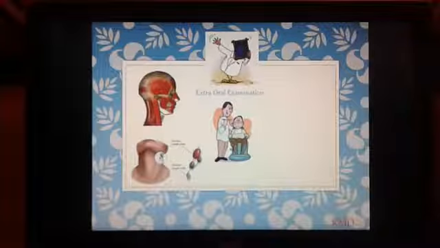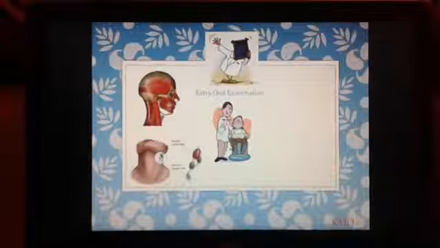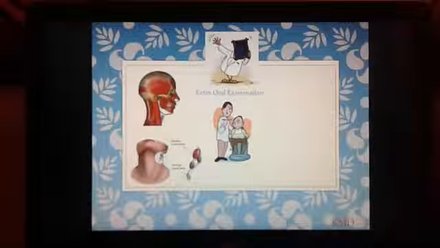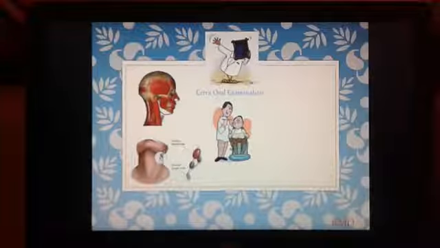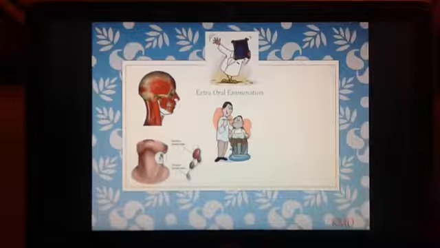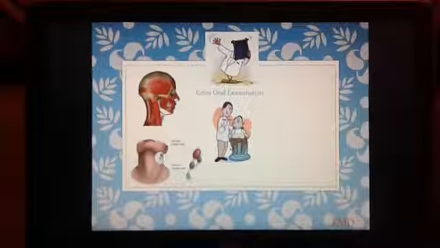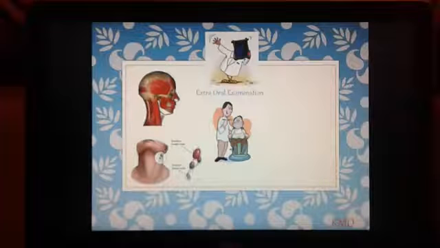In case of any tenderness on palpation, it has to be noted down, along with the mobility of the nodes, or if they are fixed. There are different levels of nodes. There are totally 7 levels of nodes.